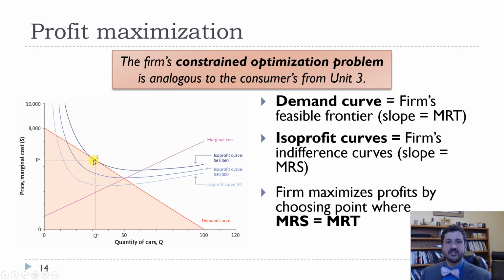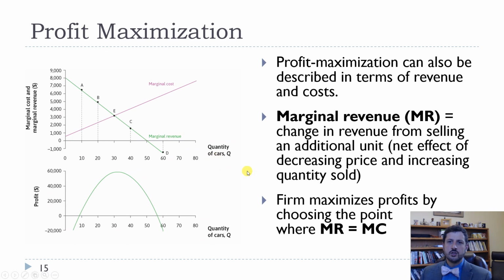And so we can think of this again as a point where those two slopes are equal, where the marginal rate of substitution is equal to the marginal rate of transformation, right? Basically, all we're saying when we say MRS equals MRT is that those two slopes are equal. They're just touching. So where is the point where firms actually maximize their profit? Well, the answer is that it's going to be where marginal revenue is equal to marginal cost.